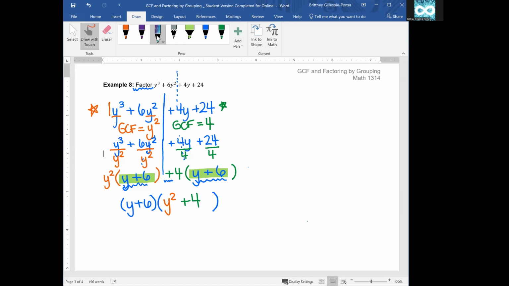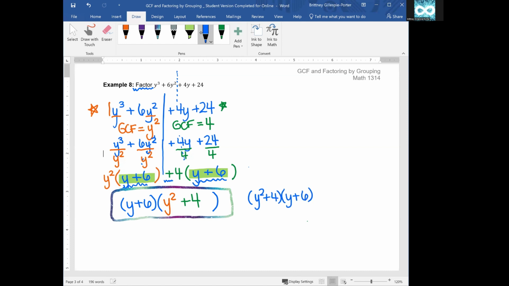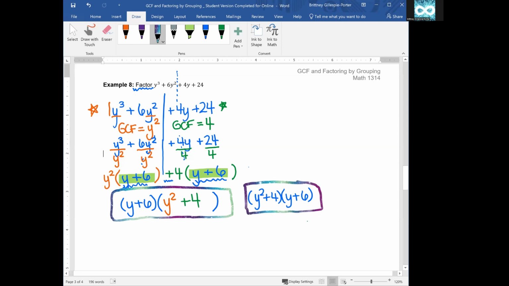If you were wanting to double check your answer, you would FOIL this back out. First, outer, inner, last. And you should get back to the original. Keep in mind that your answer may be flip-flopped. You could also write this as y squared plus 4 times y plus 6. They are the same thing. Does not matter which order you include them, as long as you have both of the factors. So this is an or, one or the other.